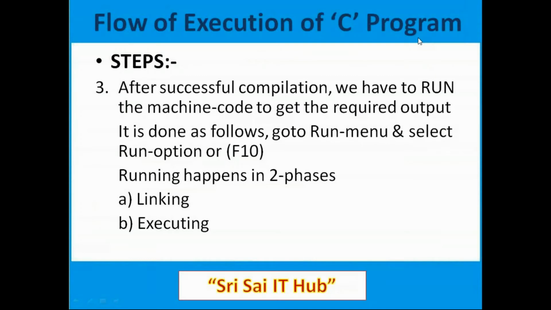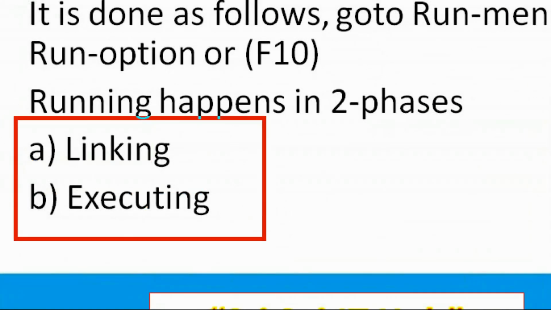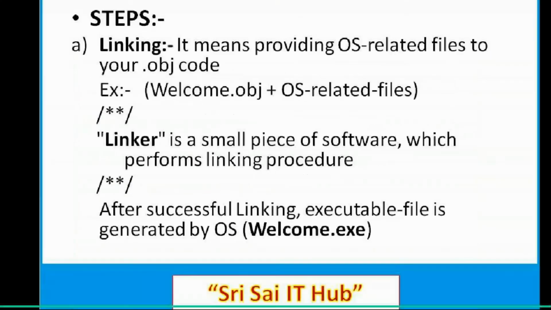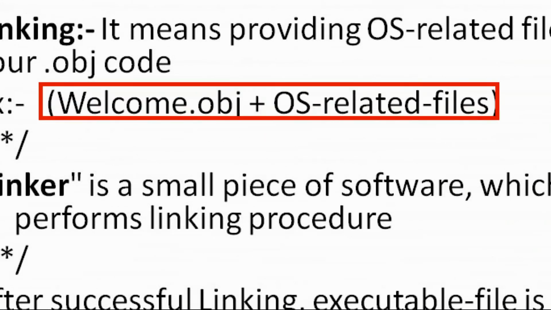Now, what exactly happens internally when we run this program? Internally, our machine code goes through 2 steps: 1, linking, 2, executing. What is linking? Linking means the machine code is attached with operating system files. What are operating system files? For example, keyboard files, monitor files. Whatever resources are required for our program execution are linked with the obj code. This is called the linking process.